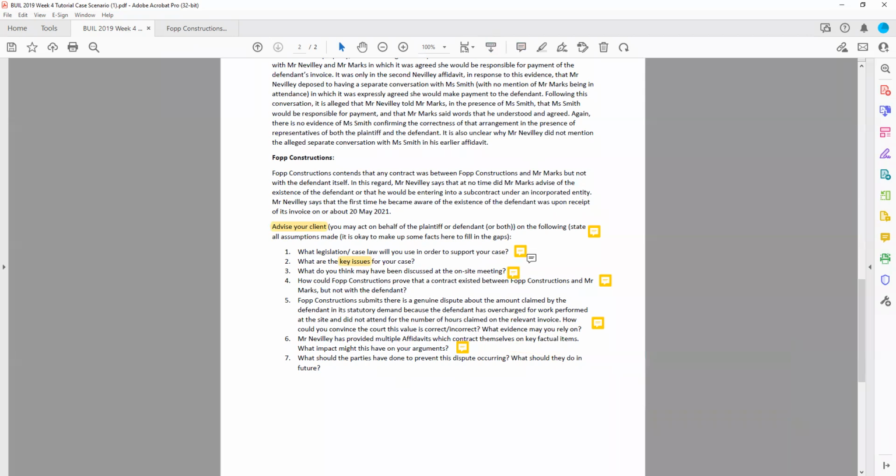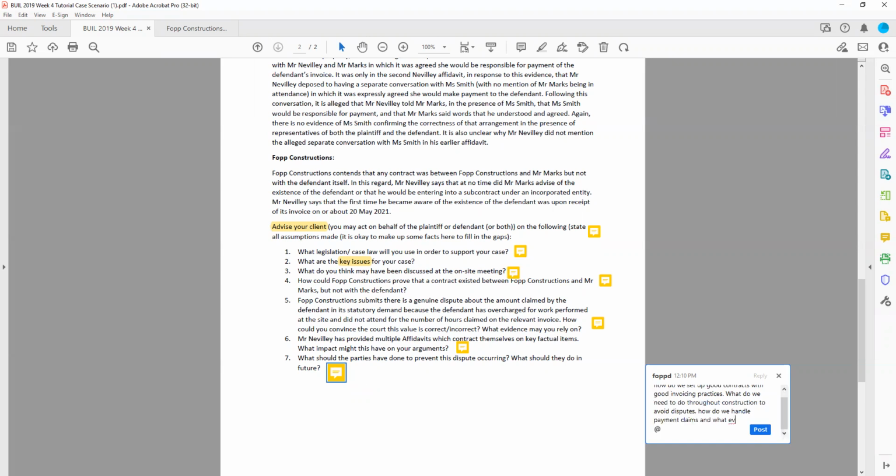Now, what should the parties have done to prevent this dispute occurring, and what should they do in the future? This is asking you things like, how do we set up good contracts with good invoicing practices? What do we need to do throughout construction to avoid disputes? How do we handle payment claims, and what evidence do we require to approve invoices?